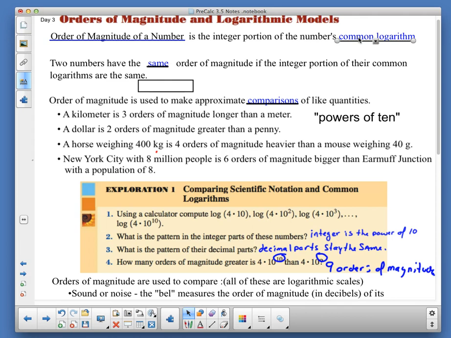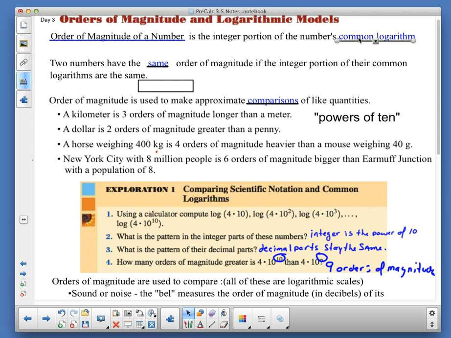New York City with 8 million people is 6 orders of magnitude bigger than Earmuff Junction with a population of 8. I don't know what you have to do to be a city, but you have a group on a ranch, and we're going to call it Earmuff Junction, and we're going to have 8 people there. So it's kind of interesting. Go out and buy yourself some land and have a family of 8, and you have a city, I guess.